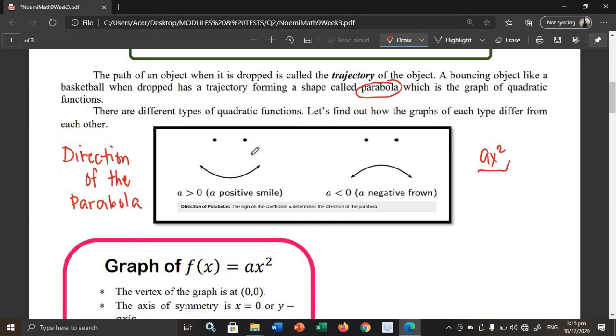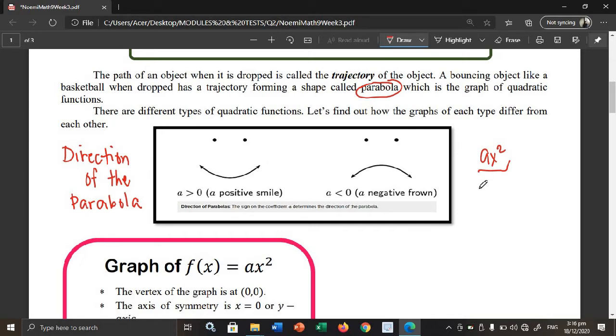Ganun yung opening ng parabola kapag si A ay mas mataas sa 0 or kapag si A is a positive number. Kapag naman si A daw is less than 0, meaning si A ay isang negative number, kasi di ba kapag A is less than 0, it involves negative numbers such as negative 1, negative 2, negative 3, and so on and so forth. Therefore, we have a negative A, and then the opening of the parabola will be downwards. So, kapag positive si A, ang opening ng parabola ay upwards. Kapag negative si A, ang opening ng parabola ay downwards.